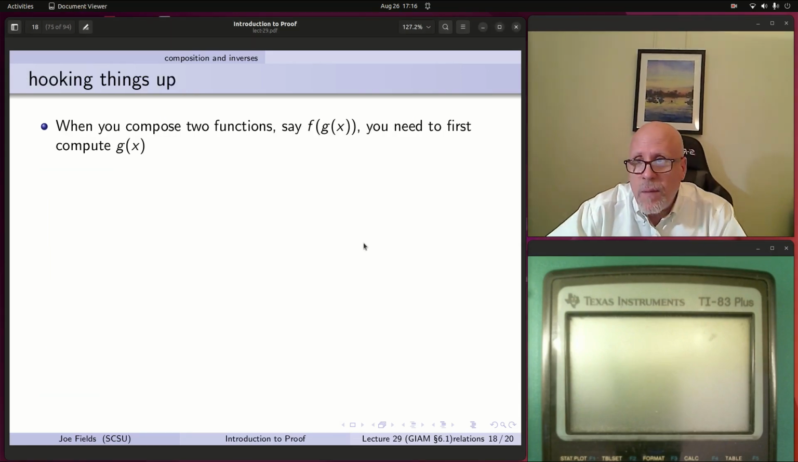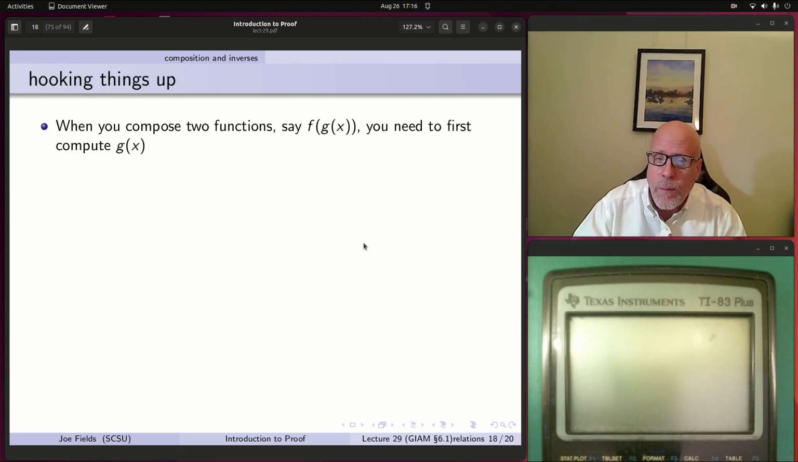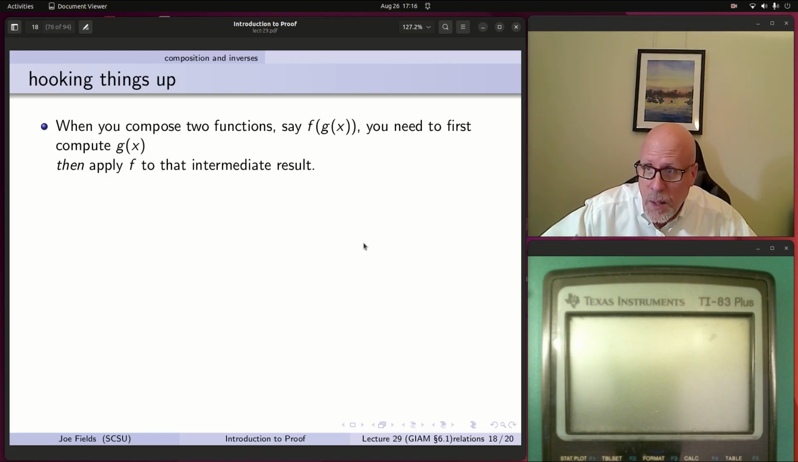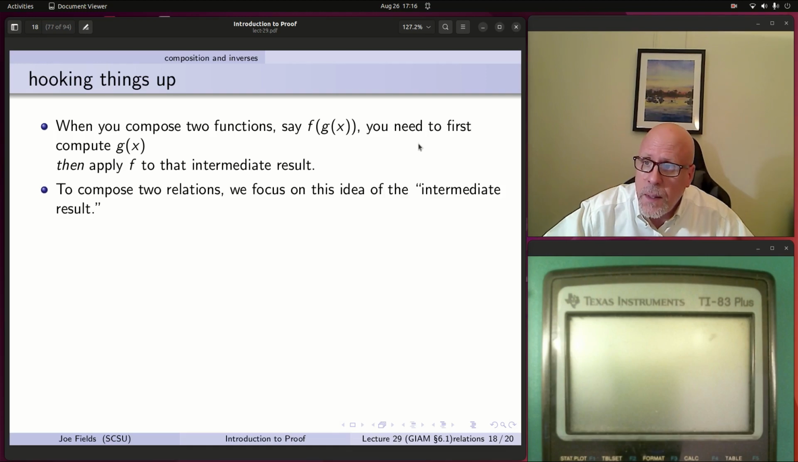Okay, we're going to start finally wrapping things up by talking about composition. When you think about the composition of two functions, remember how that works. You have f of g of x, and you're going to first compute g at x, and then that's going to be a new value, right? It's not going to be x, it's going to have been modified by the function g. And then after you get that, what people call an intermediate result, you're going to apply f to that.